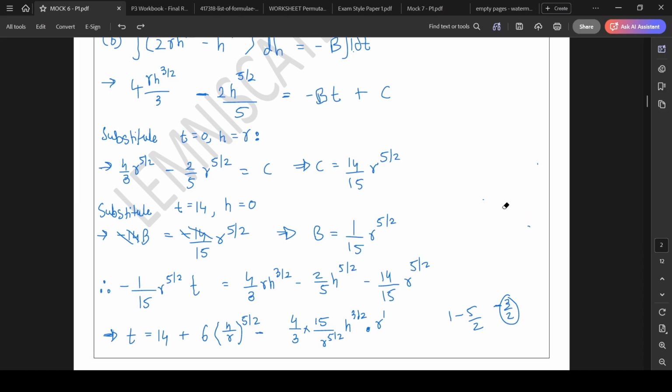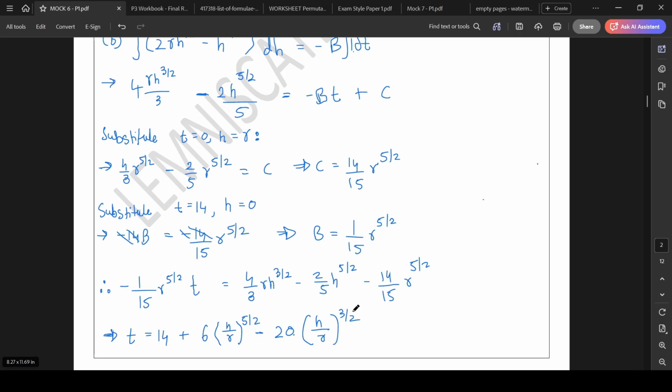So after this simplification, we are done. So 3 times 5 is 15. 3 5s are 15. 4 times 5 is 20. So you are having 20 times h over r to the power of 3 by 2 because both of them are having 3 by 2 as the power. So yes, we are done over here. So finally, we will have 20h over r to the power of 3 by 2.